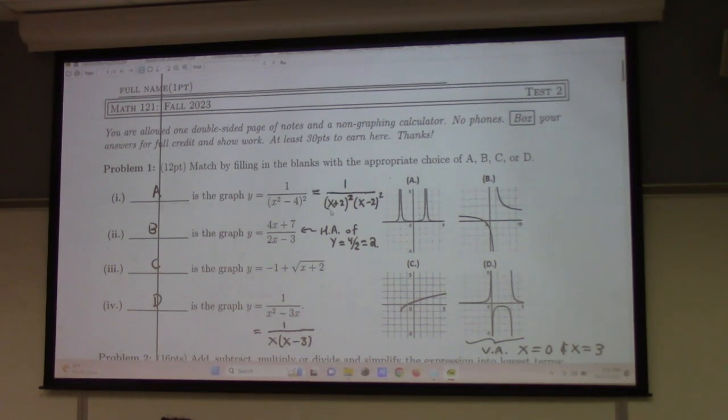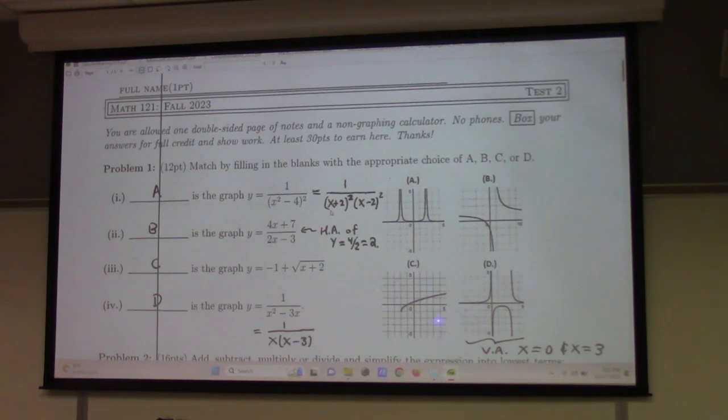So the logic here, let's just go through it. When we factor x squared minus 4, we get x plus 2 times x minus 2, but when you square it, you get an x plus 2 squared and an x minus 2 squared, which means you're probably going to get two volcanoes. That's this one. This one has a horizontal asymptote of the ratio of the leading coefficients, 4/2, also known as 2. The only one with a horizontal asymptote of 2 in all these is that.